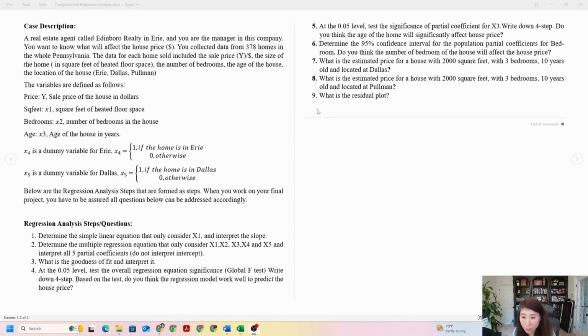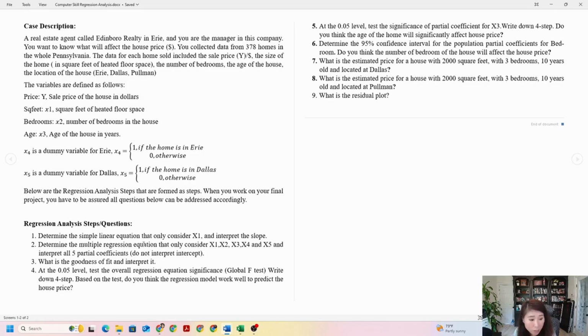Hello everyone, in this video we are going to work on questions number 7 and 8 together, because they are very similar except that one of the variables is different. Basically, 7 and 8 use the regression equation to do forecasting. After you work on question number 2, you're able to look at the relationship between x1, x2, x3, x4, and x5 with your y.